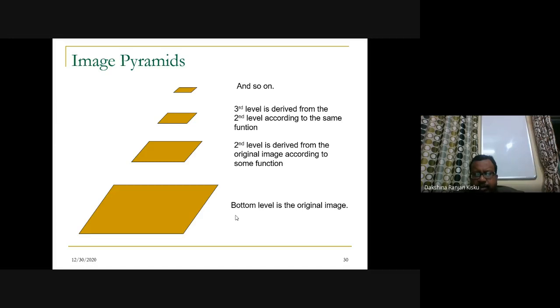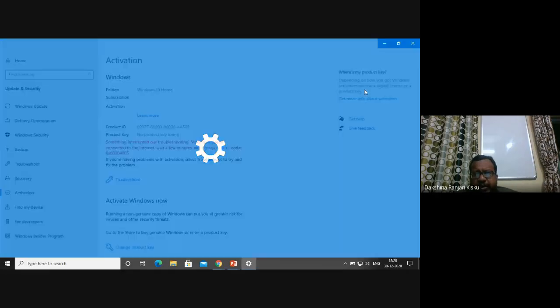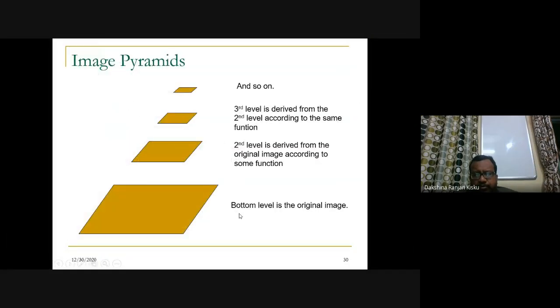If we extend this function for the subsequent levels, then we can have different images of reduced dimension, which are basically obtained from the previous levels. That means for some function we can obtain these image pyramids. The function may be Laplacian of Gaussian, or we can take the mean filter. With that mean filter we can obtain these image pyramids also.